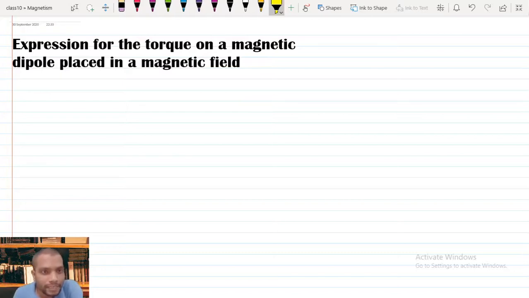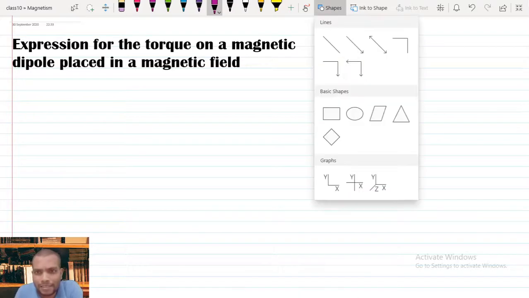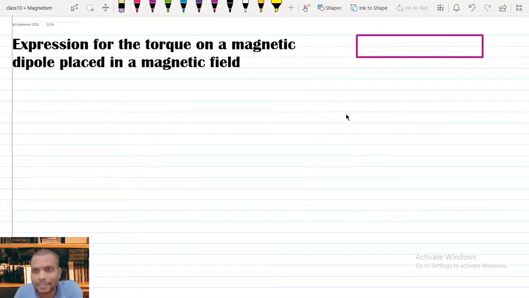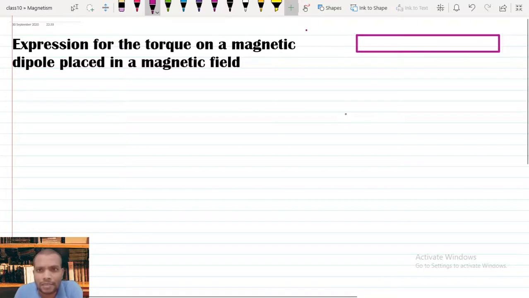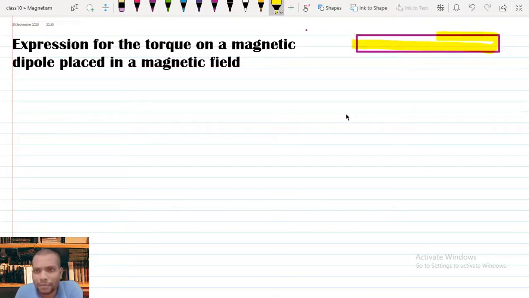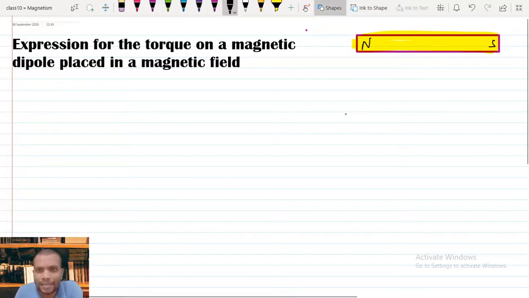Let's try to derive an expression for the torque on a magnetic dipole placed in a magnetic field. Here a magnetic dipole means just a bar magnet. We are considering this bar magnet as a magnetic dipole because it has a north and a south pole. Now this bar magnet is kept in a uniform magnetic field.